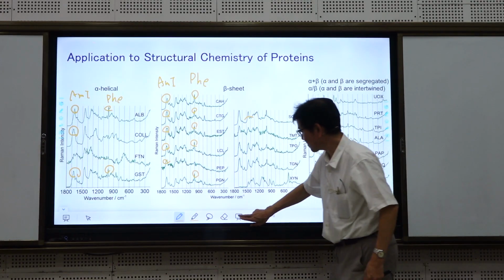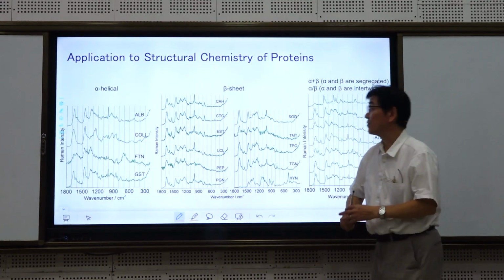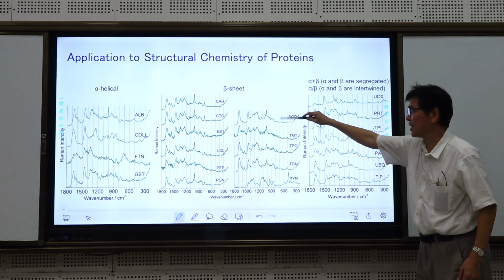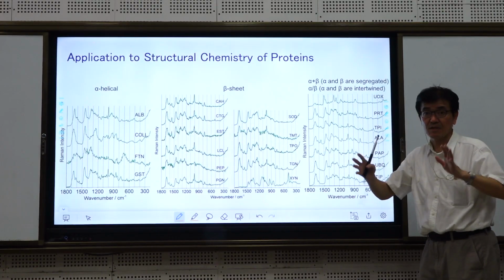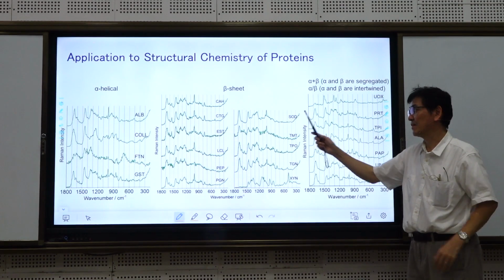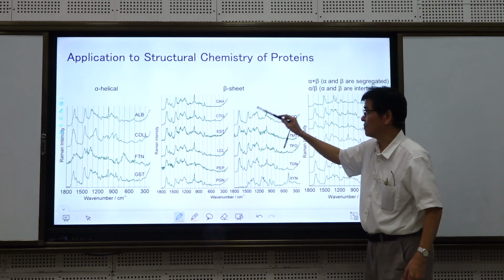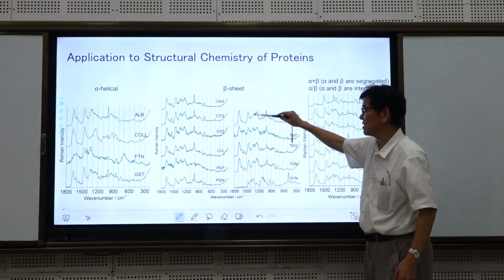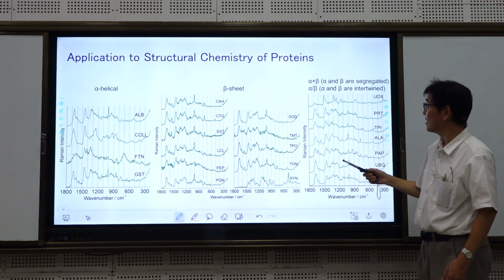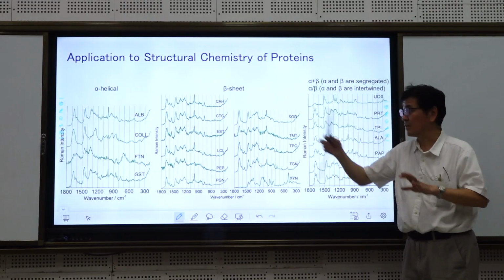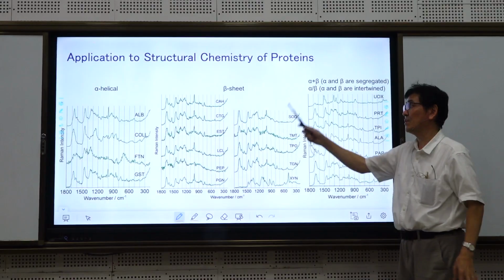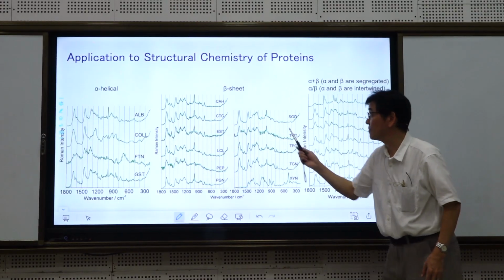Okay? So this one-dimensional data contains the vibrations of all the normal modes of the protein. And many bands are overlapped in the limited region. And it's impossible to separate this data into 10,000 normal modes. So we should analyze it as it is.